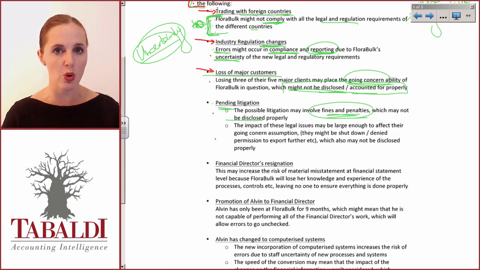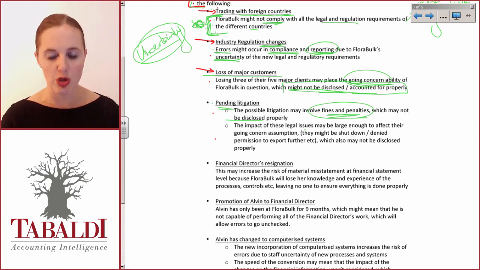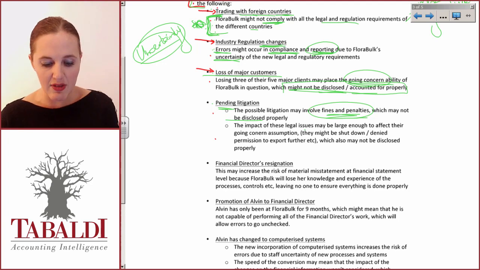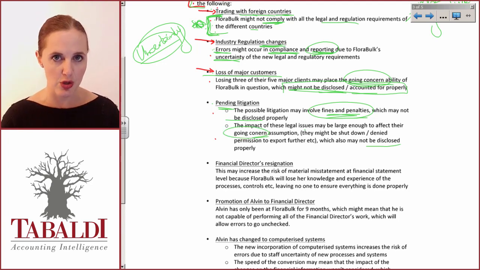What is my problem as an auditor? Have you told the users about it? The impact of these legal issues may be large enough to affect their going concern assumption, which may also not be disclosed properly. Again, there's a possibility that might come down to going concern, and my concern there is that they haven't been disclosed properly.